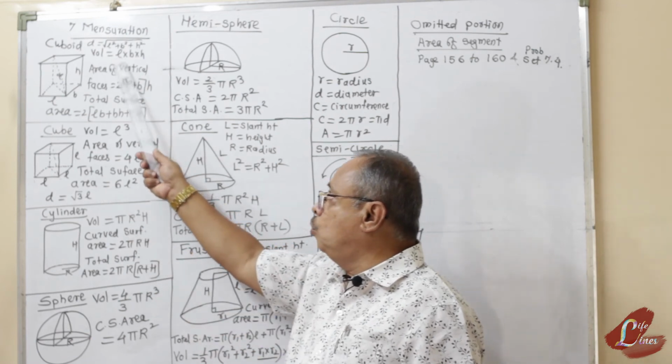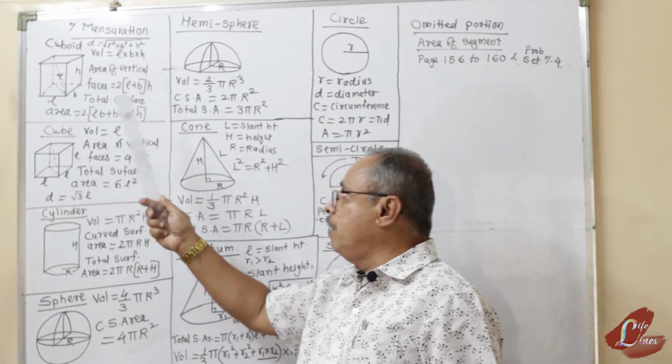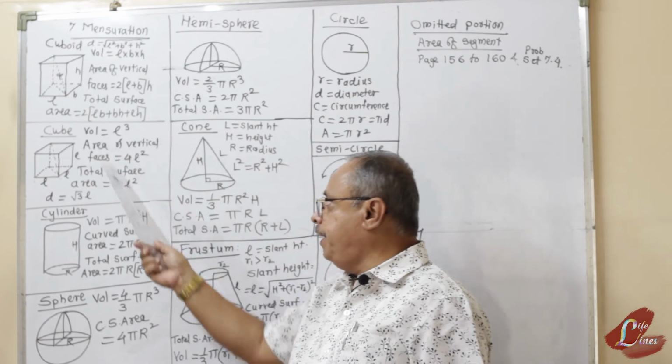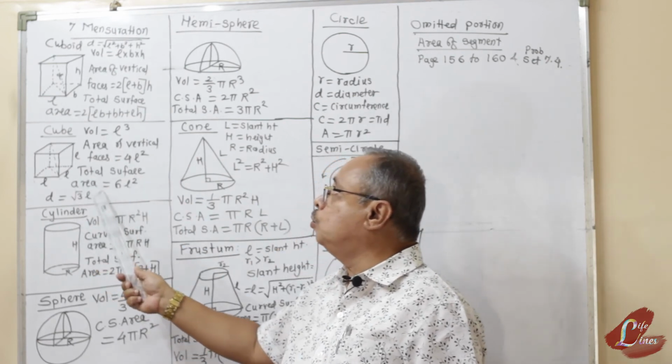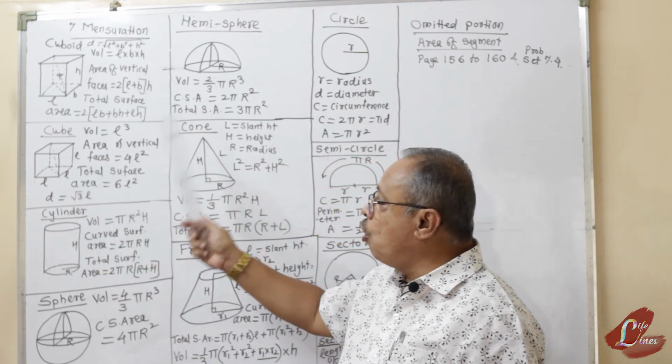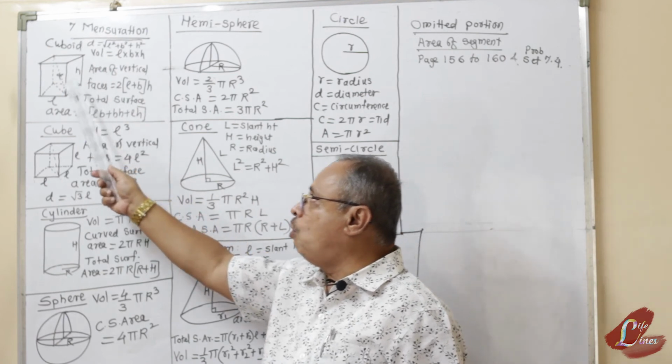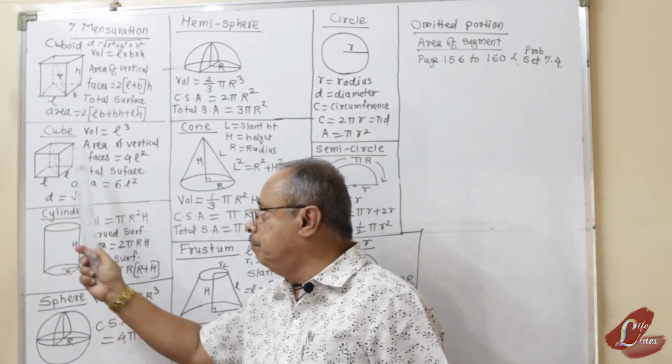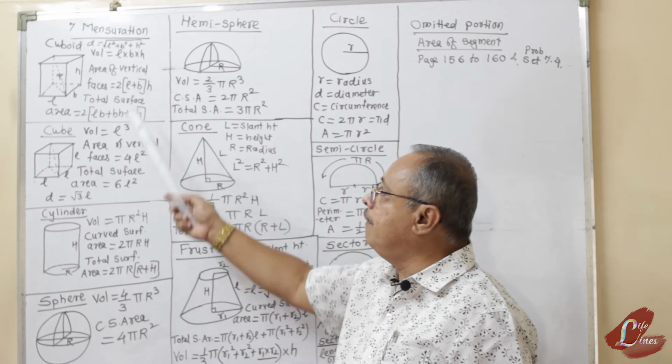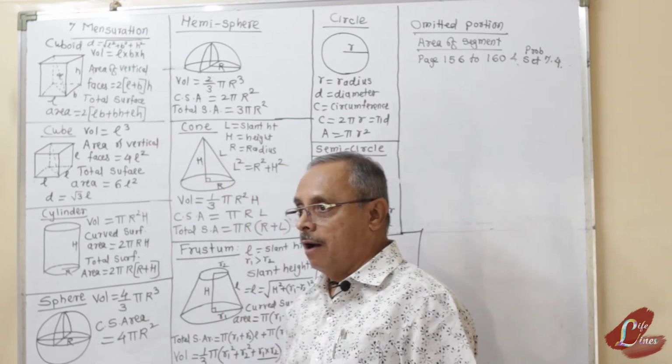When can we use volume, when can we use area of vertical faces, and when can we use total surface area? If you want to find out how much water it contains, how much of something it contains, we have to use the volume formula.